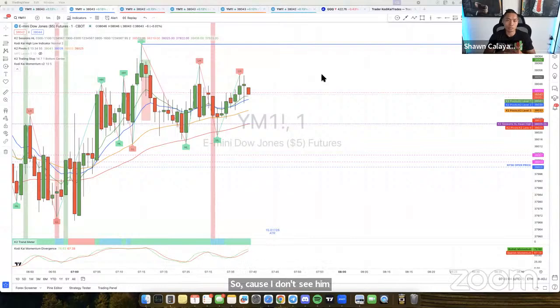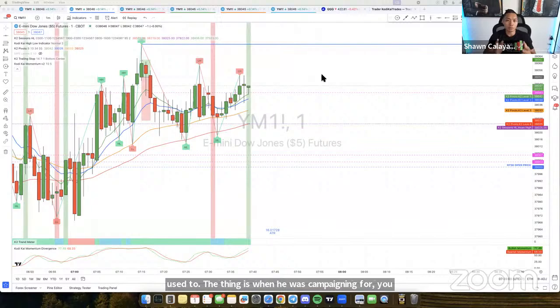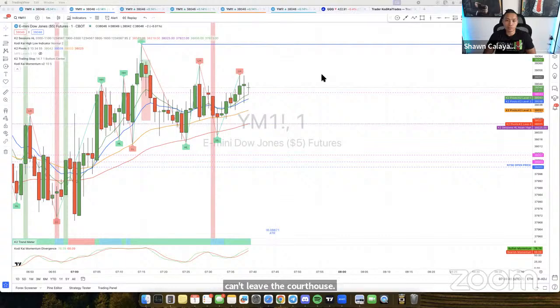The thing is, when he was campaigning for his first presidency, the market was going crazy. That's why I was kind of excited to trade this year, because I was like, okay, it's a presidential election, Trump's probably going to win, he's going to go crazy with his campaigning, and I don't really hear from him at all. I see him in the news every once in a while. Yeah, exactly. Daniel said he can't campaign when he can't leave the courthouse. Yeah, I know, that's really what it is. He has so many lawsuits going on.